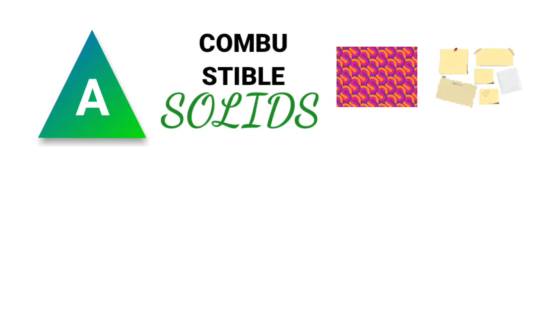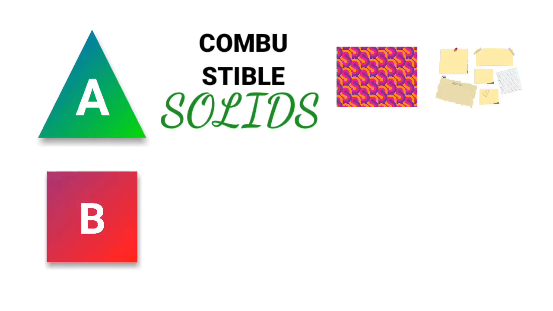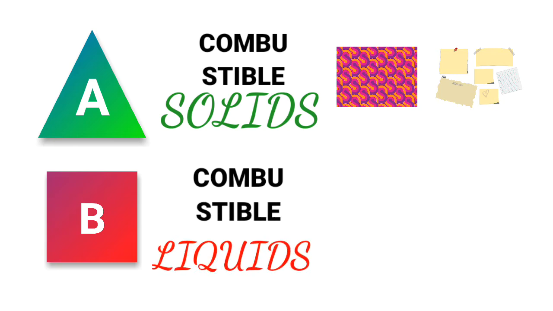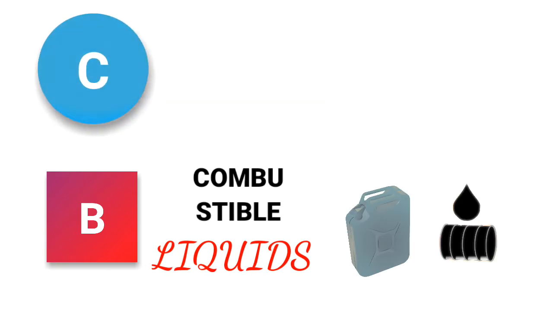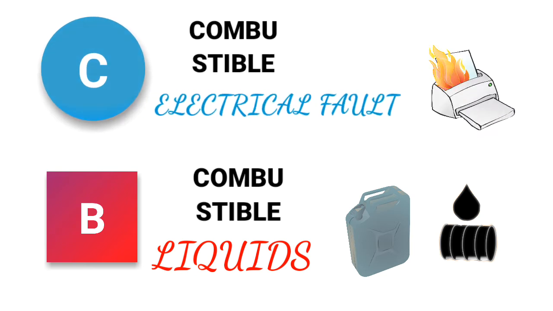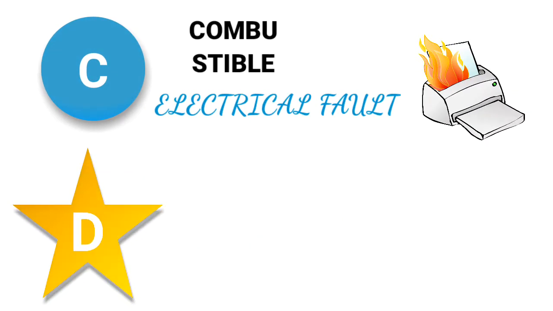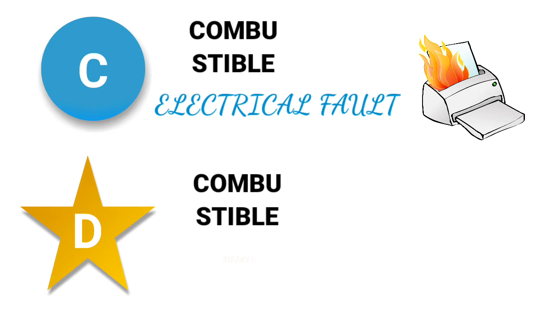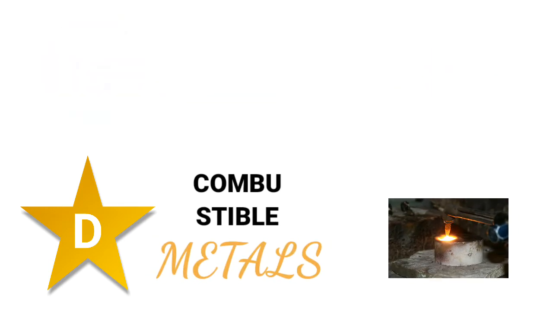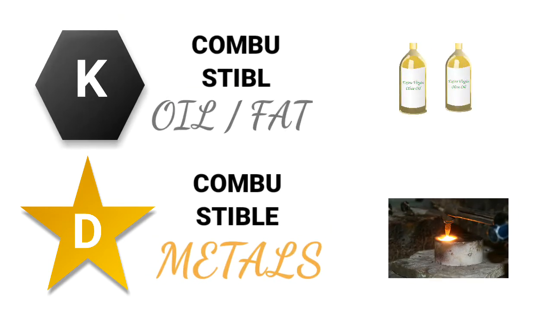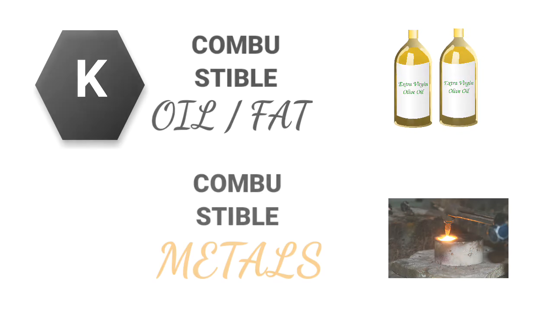Class A are fires from combustible solids such as fabrics and paper. Class B are fires from combustible liquids such as petroleum and grease. Class C are fires from faulty electrical appliances. Class D are fires from combustible metal. Class K are fires from cooking oils or fats.